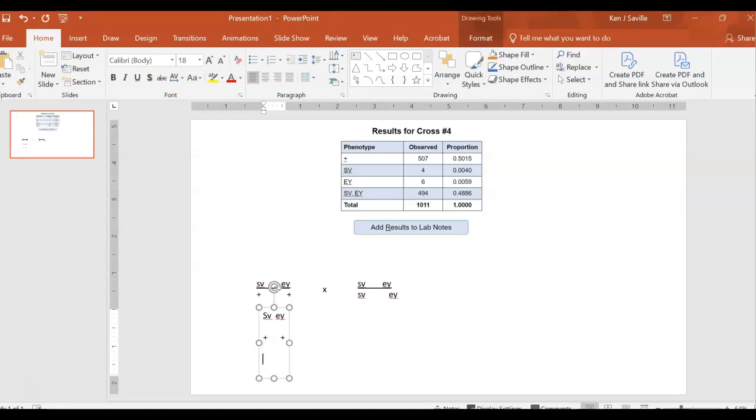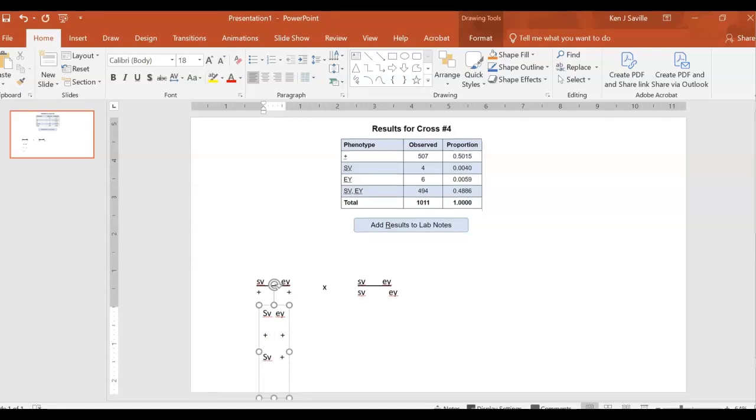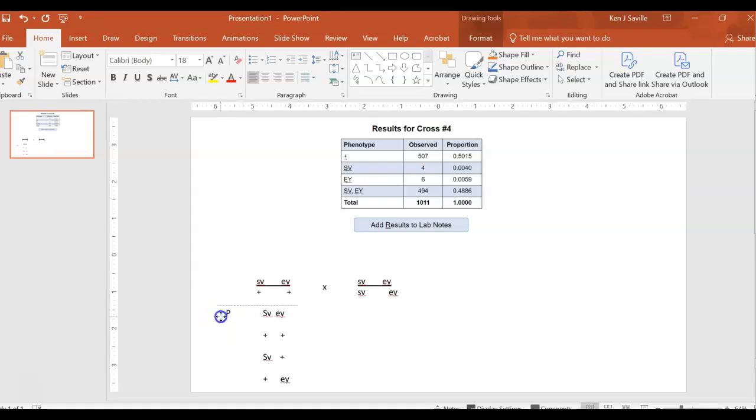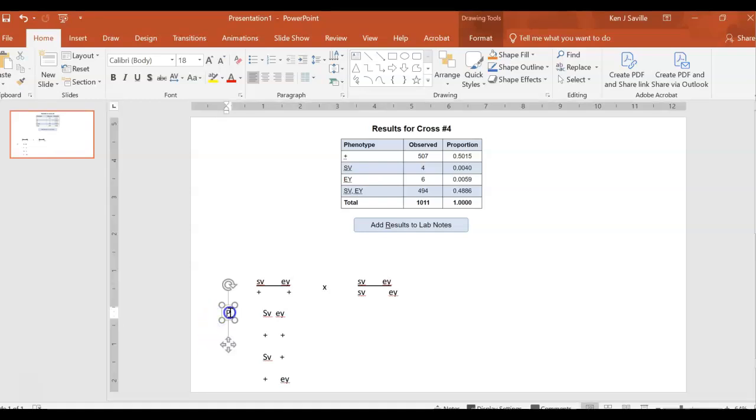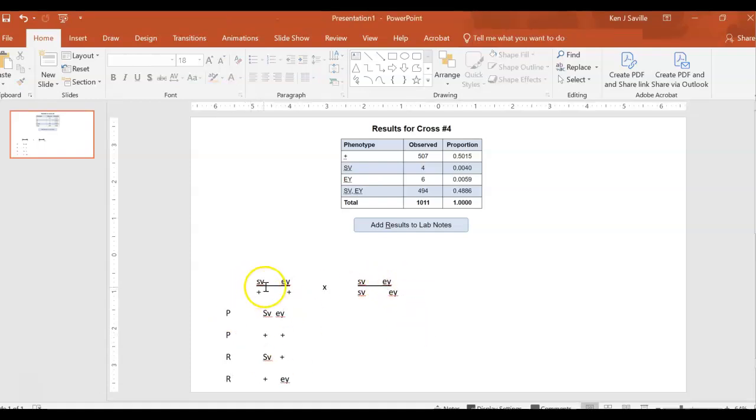And then our recombinants are going to be just shaven, but wild type for eyeless, or wild type for shaven and mutant for eyeless. So that's what we expect. This should be a parental. This should be a parental. This should be a recombinant. This should be a recombinant. So that's our results.